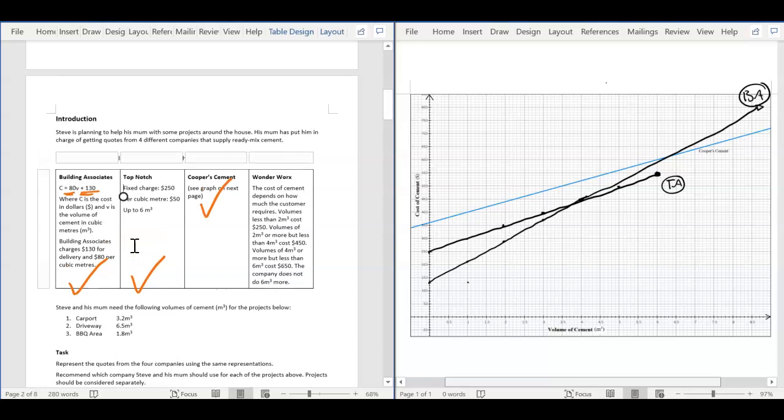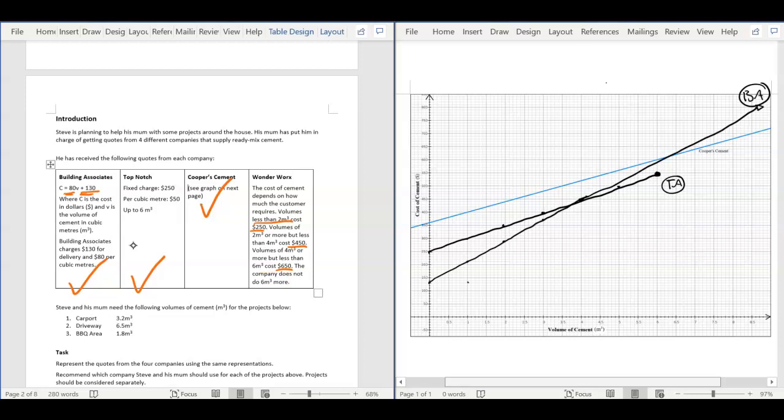And the final one. A big hint, normally the wordiest question is the step graph, and that's what we've got here. So the cost of the cement depends on how much the customer requires. If the volume is less than 2 meters cubed, it's going to be $250. If it's between 2 and 4, it's going to be $450. And if it's between 4 and 6, it'll be $650. And again, they don't do more than 6 meters cubed. So let's get into that.